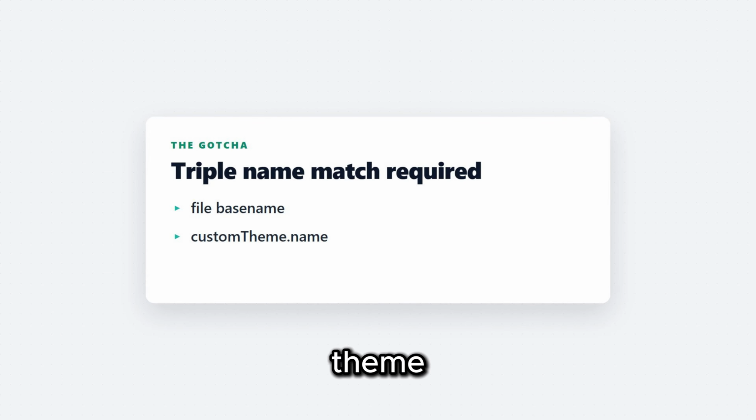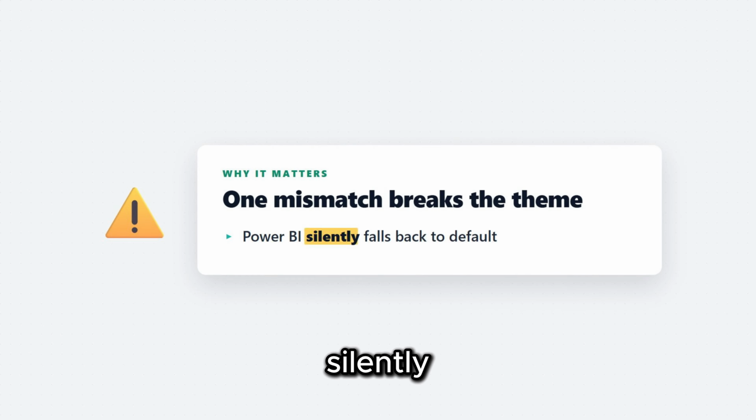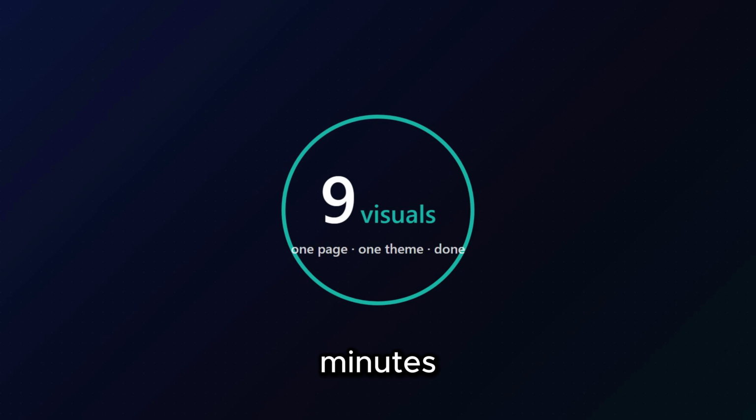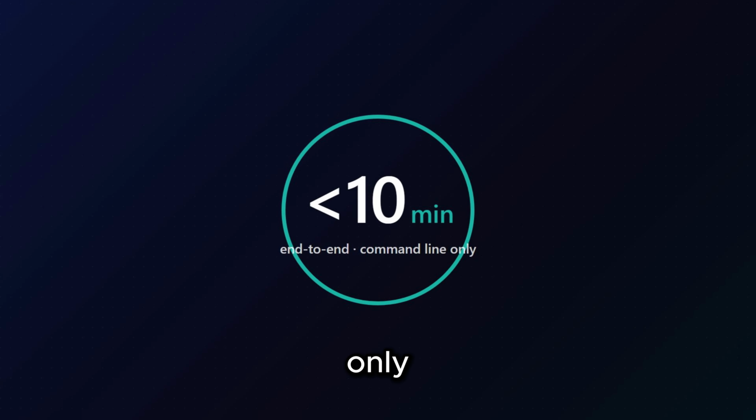Triple name match required. File base name, theme name, package item. Mismatch and Power BI silently falls back to default. Validate runs over 12 files, 0 errors. Done, 9 visuals on one page, one theme. Under 10 minutes, end-to-end, command line only.